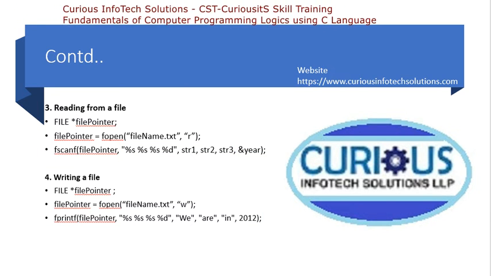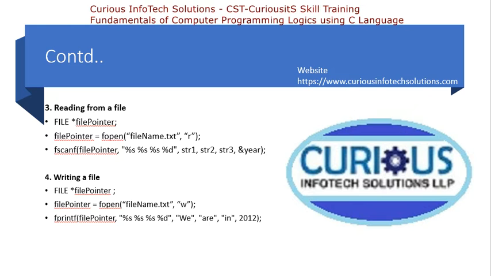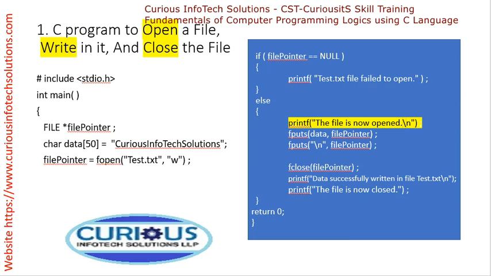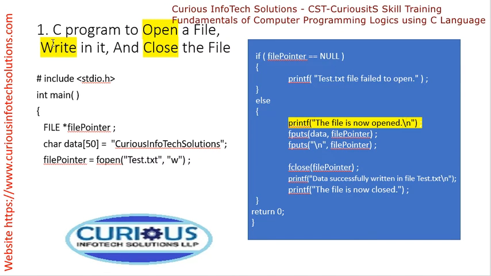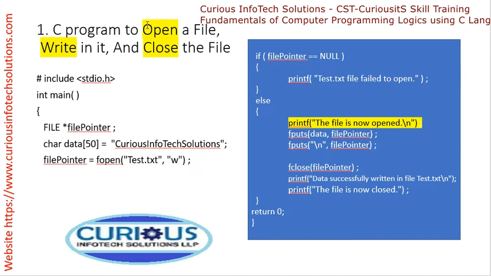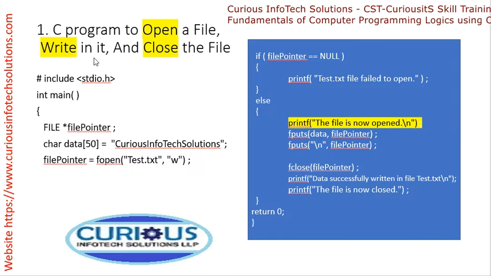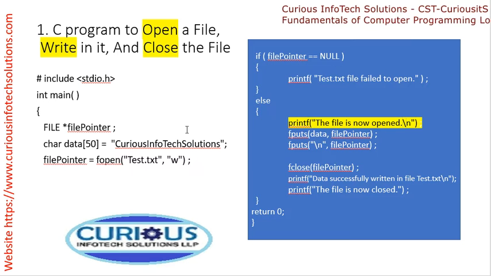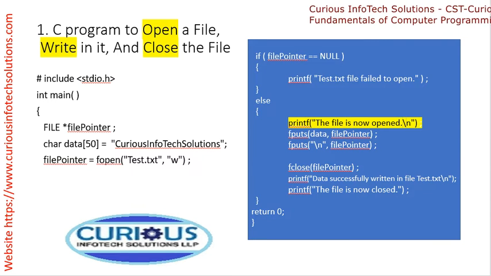Okay, now we will see some important examples of file handling. The first example: a C program to open a file, write into it and close the file. The three operations we will do one by one, simultaneously.